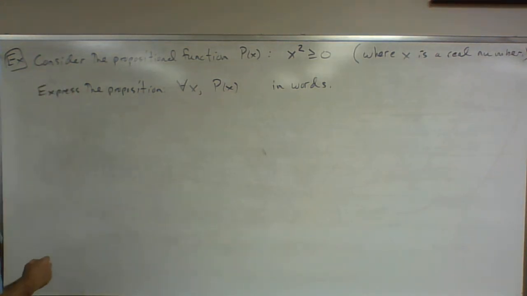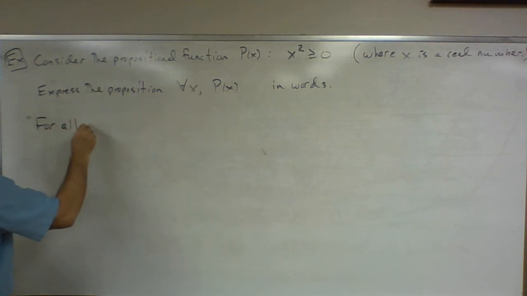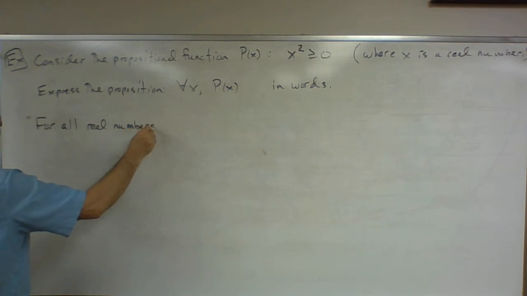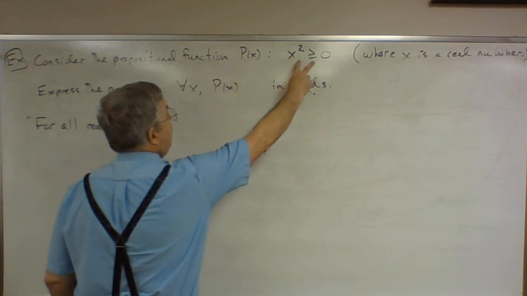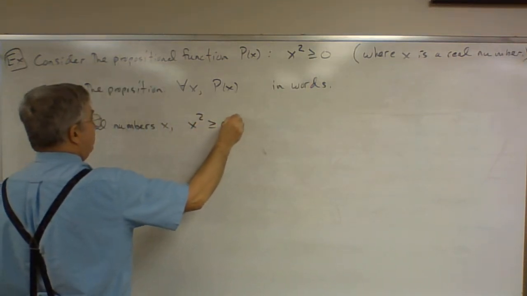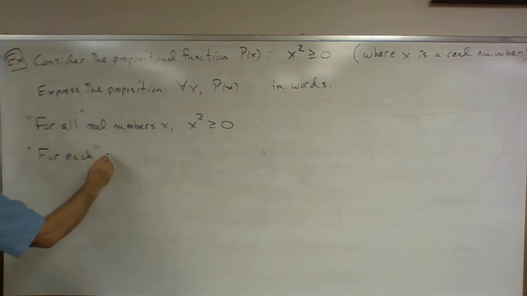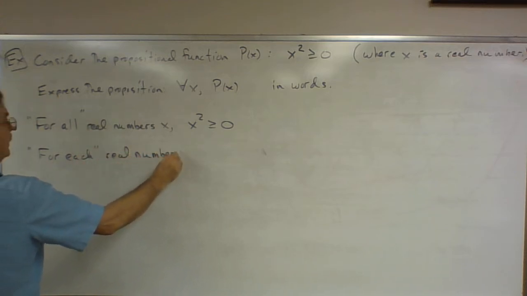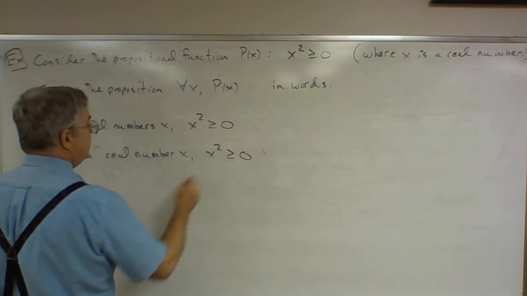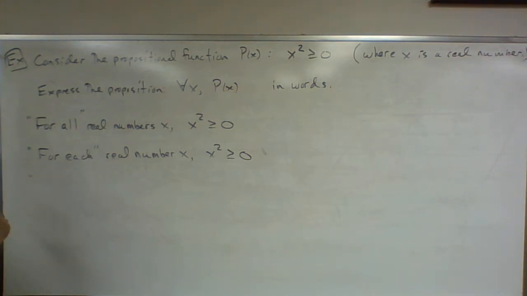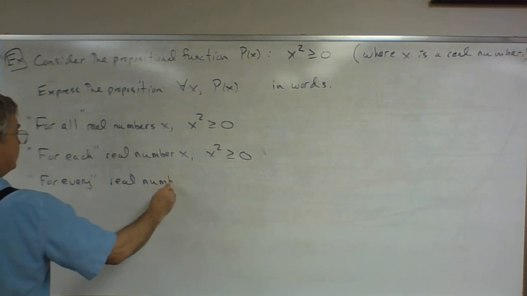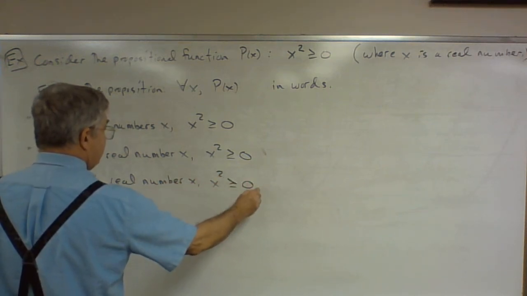So here's how I would do this without using the symbols. For all x, or for all real numbers x, x squared is greater than or equal to 0. And I could say for each real number x, x squared is greater than or equal to 0. Or I could say for every real number x, x squared is greater than or equal to 0.